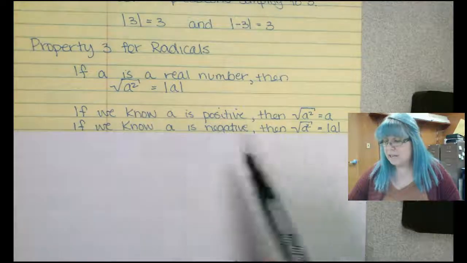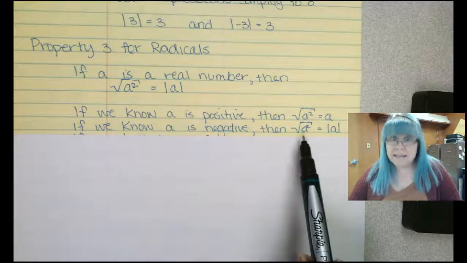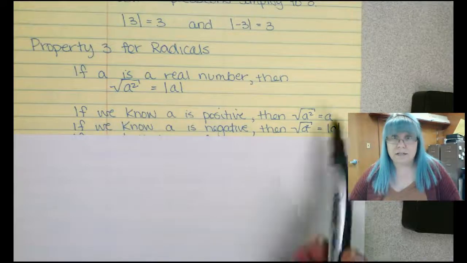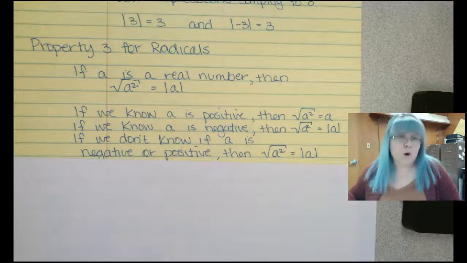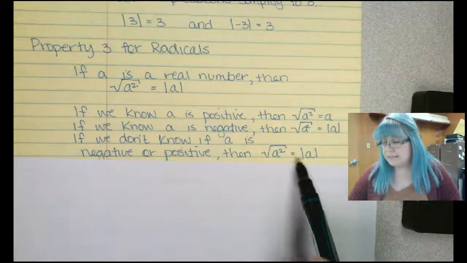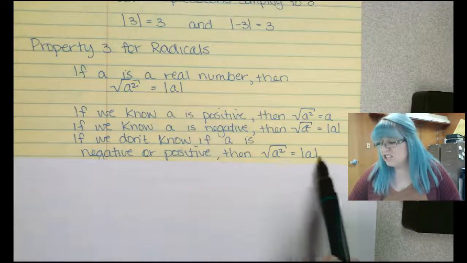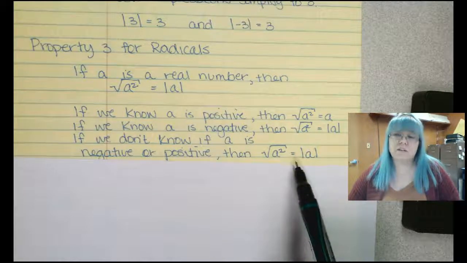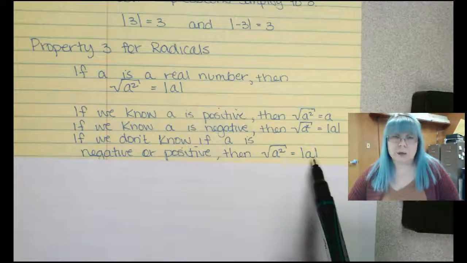Likewise, if we know that it's negative, then the square root of a squared, if we know a is negative, then that means that we have to take the absolute value of a, right? We're forcing it to be positive. And therefore, if we just don't know if it's negative or positive, then the square root of a squared is the absolute value of a, right? So that's generally what we're going to do, is when it comes out of the radical, we're going to put the absolute value markers on it to force it to be positive.